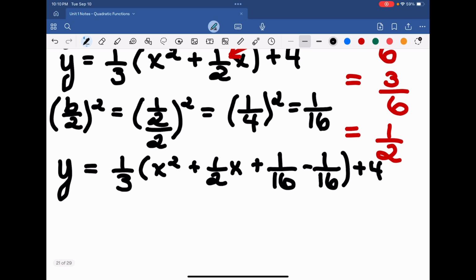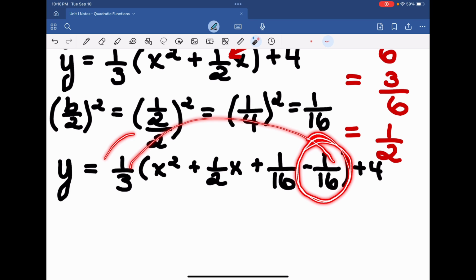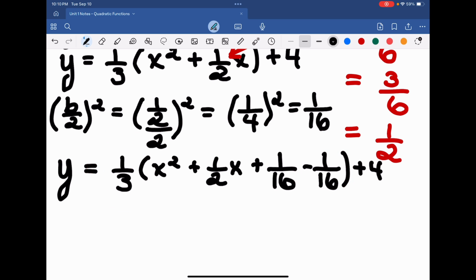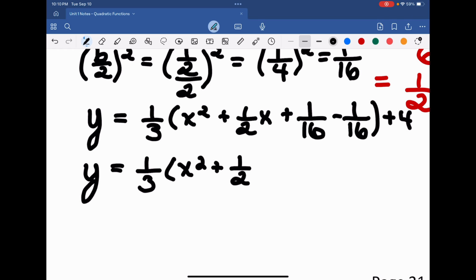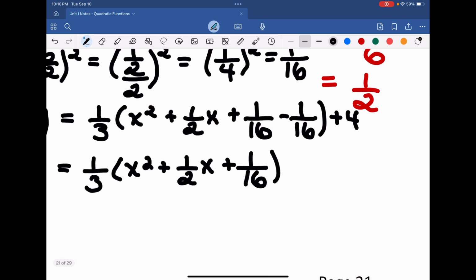Okay, now from here, remember, if we want to combine these, we have to take the negative 1/16, multiply it to 1/3. When we do this, here's what we're going to get. It's going to be y is equal to 1 over 3 x squared plus 1 over 2x plus 1 over 16, because the positive will stay inside. The negative 1/16 times 1/3, this is equal to negative 1 over 48.